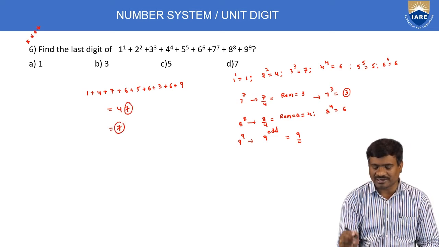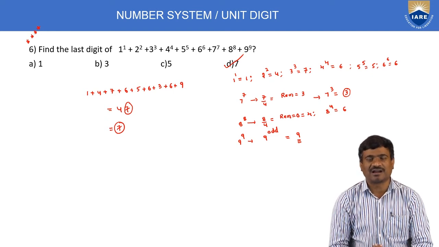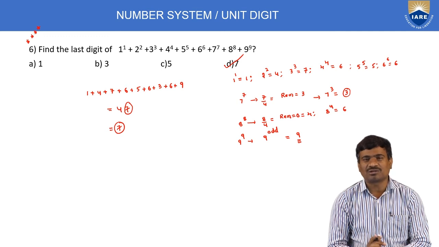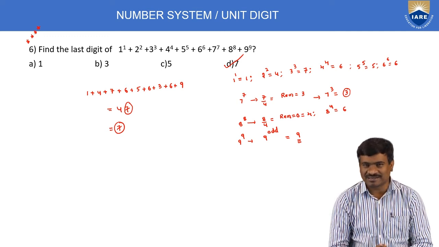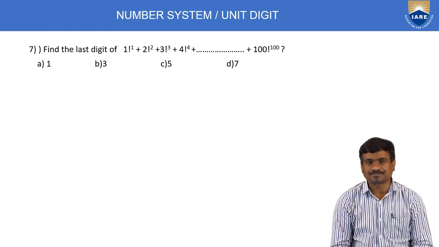Option D only is correct. This model is very important for placements and also competitive exams, because it covers all the properties of a unit digit. Next, seventh example, number 7.